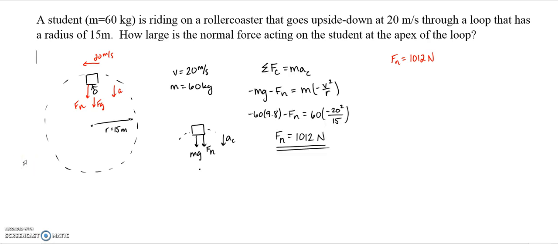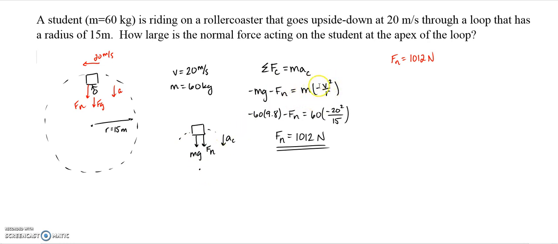All right, there's your answer. Net force equation, sigma F_c equals m a_c. The sum of the forces in the center of the circle. You've got a negative force of gravity because it's pointing down. You have a negative normal force. It's also pointing down. Equals mass times your acceleration.